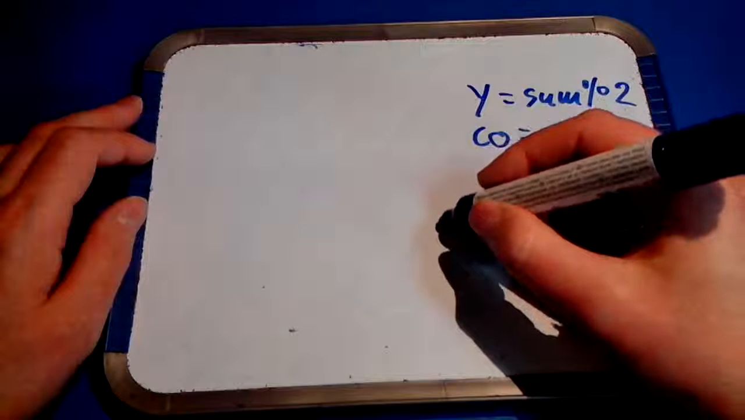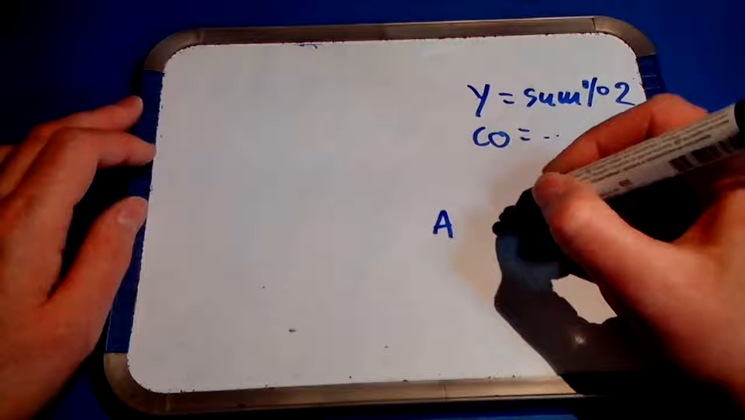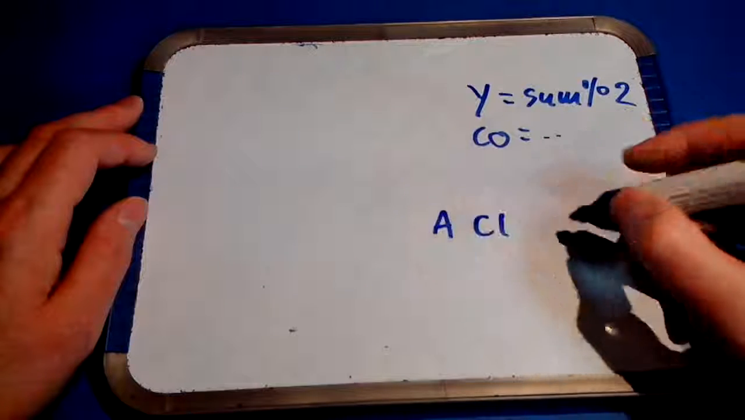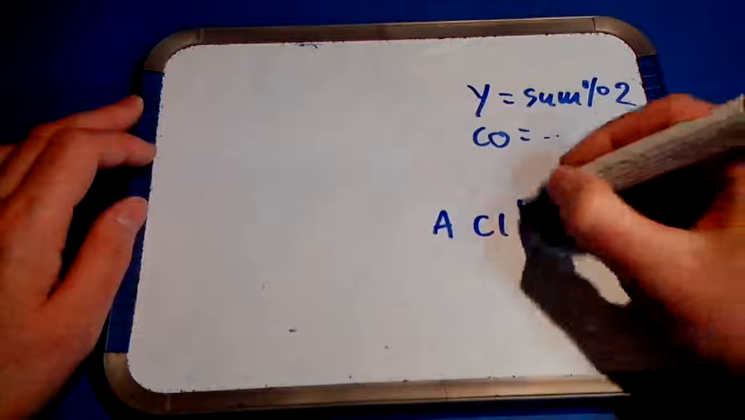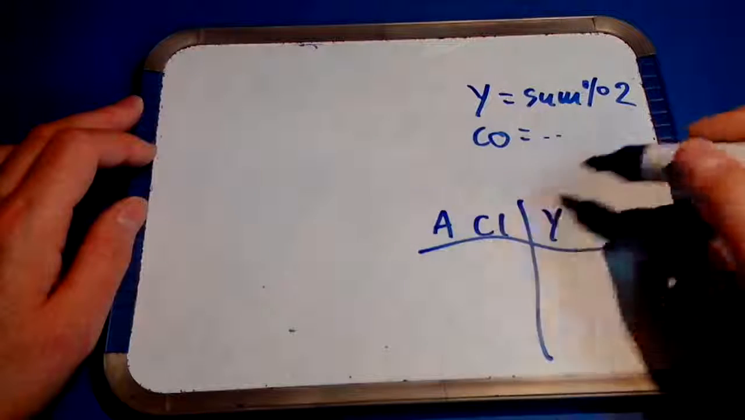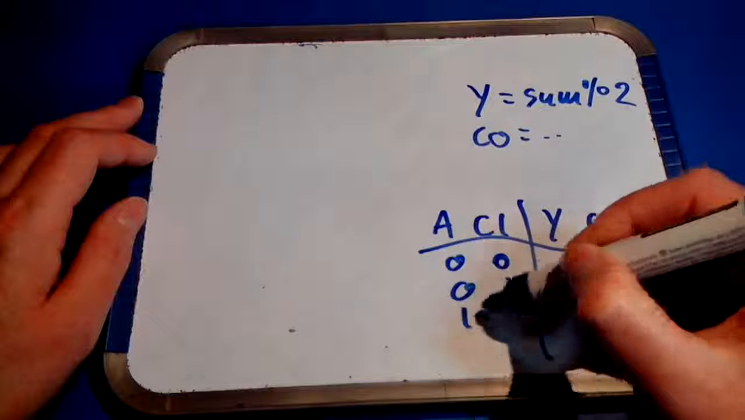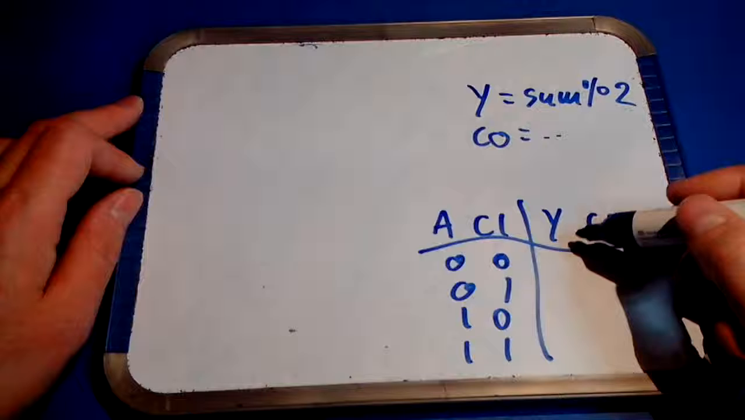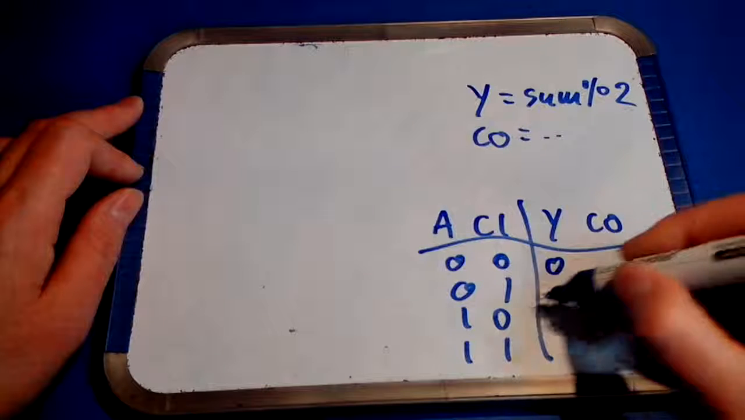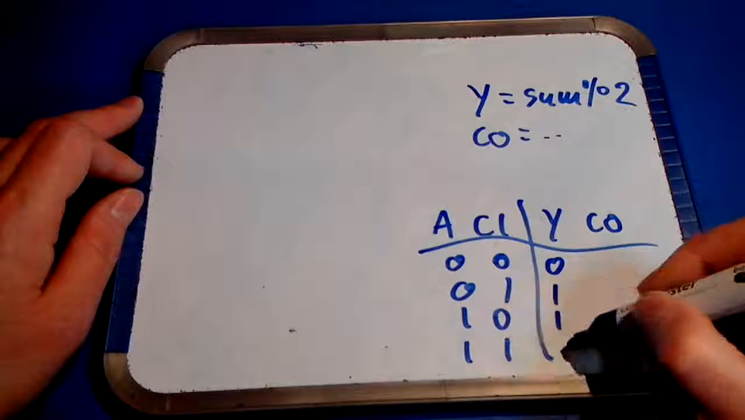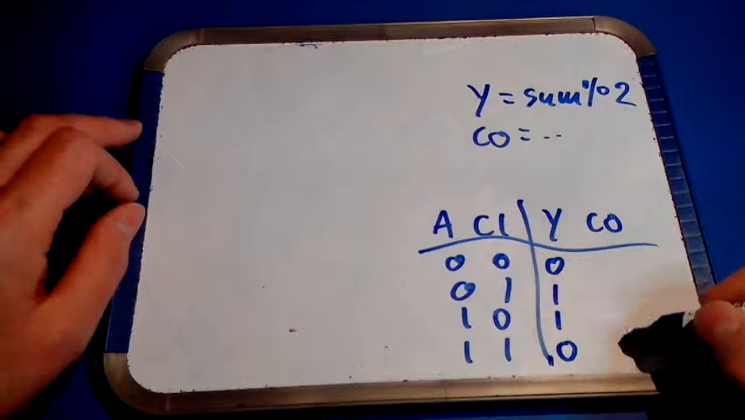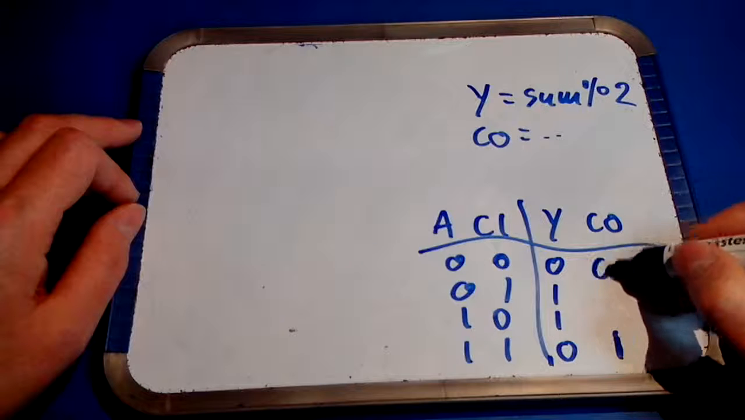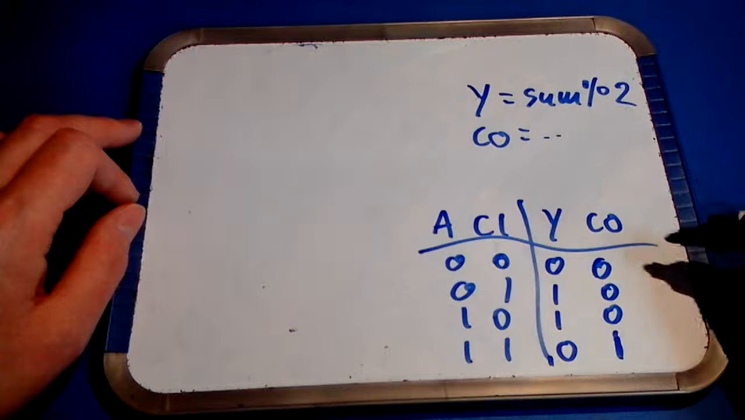So let's write a truth table of a half adder. Inputs A and carry in, outputs Y and carry out. It's not too difficult. Y is a sum of both inputs modulo 2. So 0 and 0 is 0, 0 and 1 is 1, 1 and 0 is 1, 1 and 1 is 0 modulo 2. And if that happens, the carry out is set to 1, because the result doesn't fit in Y anymore. In all other cases, carry out is 0, right?